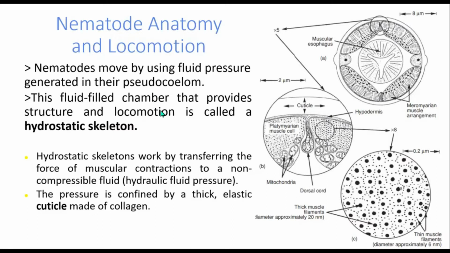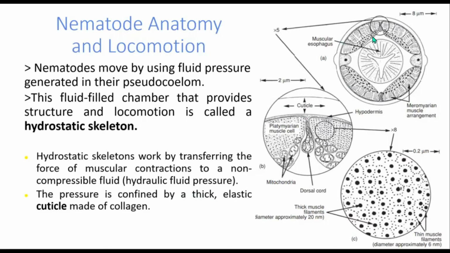Nematodes move by using fluid pressure generated. The fluid-filled chamber that provides structure and locomotion is called a hydrostatic skeleton. A hydrostatic skeleton or hydroskeleton is a flexible skeleton supported by fluid pressure, and hydrostatic skeletons are common among simple invertebrate organisms. The purpose of the hydroskeleton is to work by transferring the force of muscular contractions to a non-compressible fluid, and the pressure is also confined by a thick elastic cuticle made of collagen.